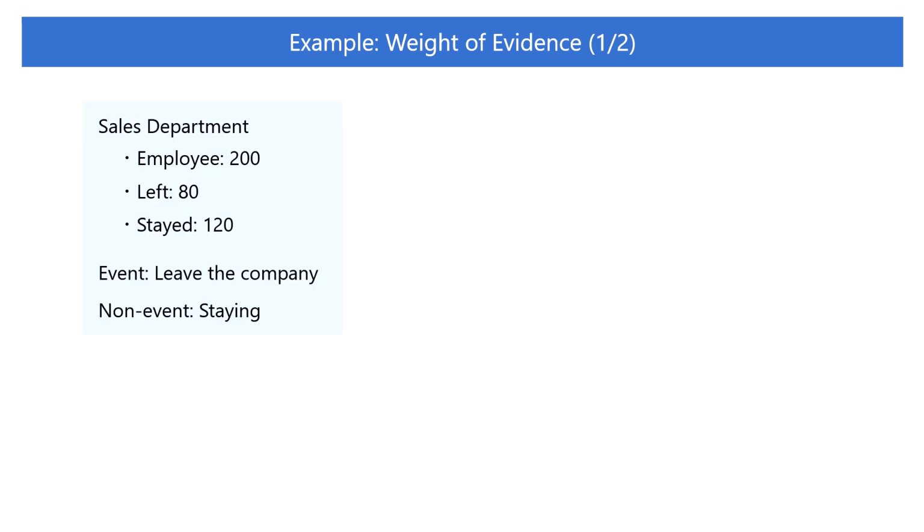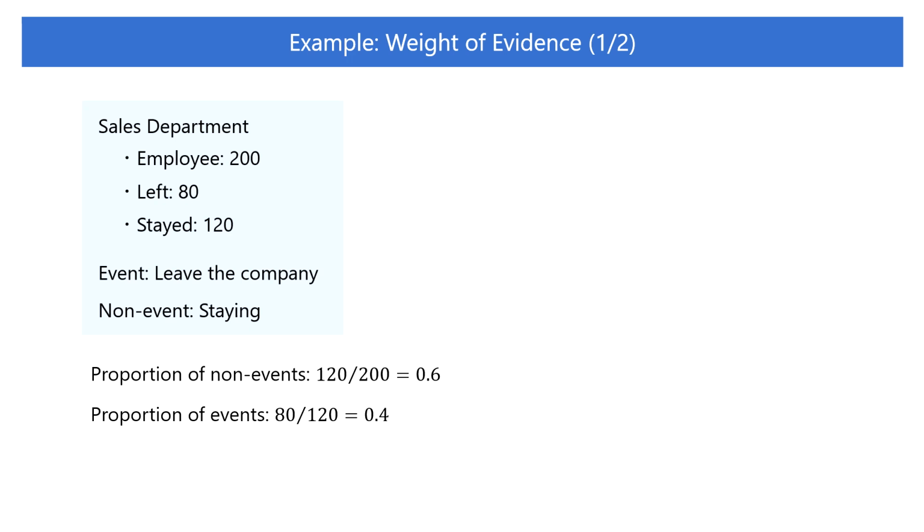Let's walk through a simple example to understand how to calculate weight of evidence. Suppose we have data from a sales department of a company with 200 employees. Among them, 80 employees left the company, and 120 employees stayed. In this context, the event is defined as employee attrition, that is, leaving the company, and the non-event is staying.